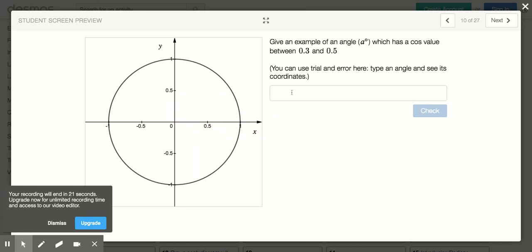Now, to take a guess here, I'm just going to type in different degree measurements and check. I know 30 degrees should give me a positive x coordinate, a cosine, which is true here, but it's not quite close enough. So keep playing around with this until you find something that's between 0.3 and 0.5, okay? And it should be less than 90 degrees to work.